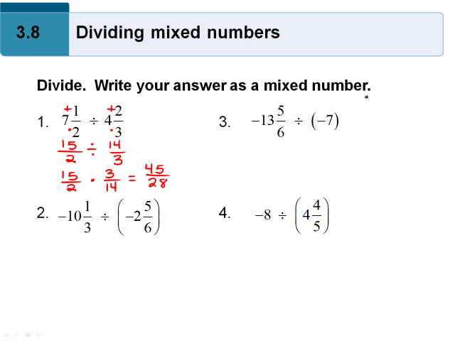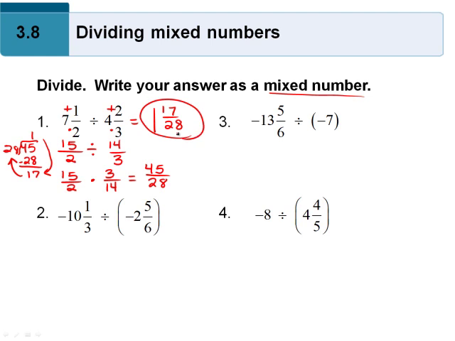So it says write your answer as a mixed number. So I need to divide 45 divided by 28, and I think that only goes once. Let's see. Yeah, just one time, okay? 28, and that's going to leave 17. Is that right? Yes. Okay, so our mixed number is going to be 1 and 17 over 28. So just take your time when you're doing all the calculations, okay?